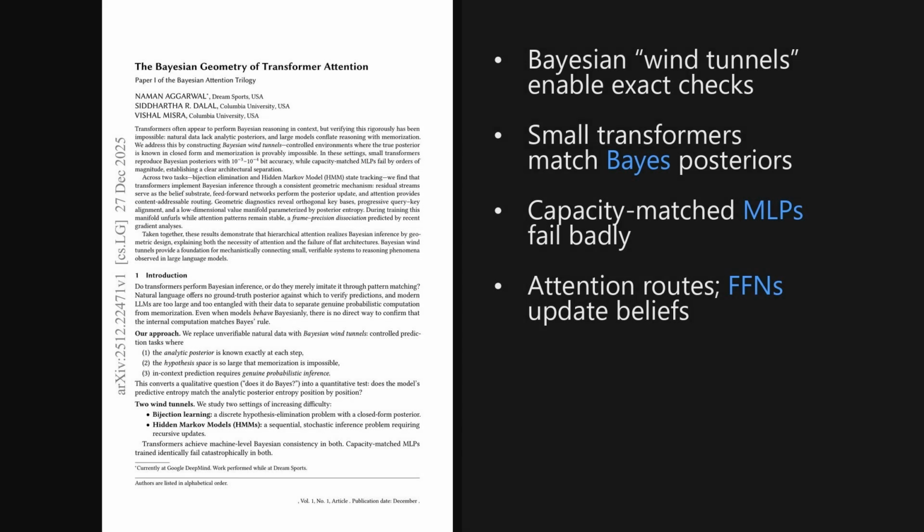The first takeaway is that Bayesian wind tunnels let you verify, in closed form, that a small transformer really matches Bayes' optimal uncertainty, while a capacity-matched multi-layer perceptron collapses. The second takeaway is the mechanism, where residual streams hold beliefs, feed-forward networks do the numeric update, and attention routes the right pieces.